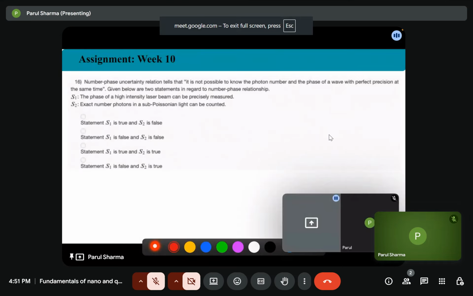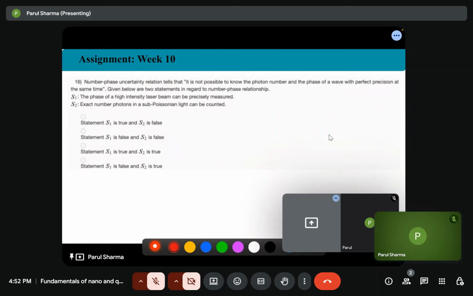And the last question is on the number-phase uncertainty relation. It tells us that it is not possible to know the photon number and the phase of a wave with perfect precision at the same time. Given below are two statements in regard to this relationship. The first statement says that the phase of a high intensity laser beam can be precisely measured. The second statement says that the exact number of photons in a sub-Poissonian light can be measured.